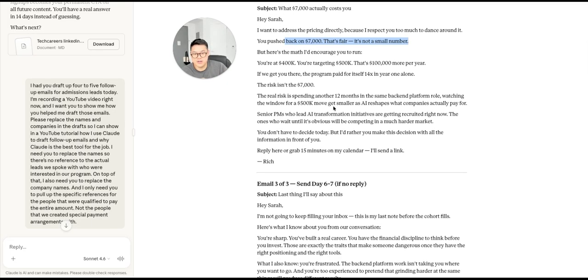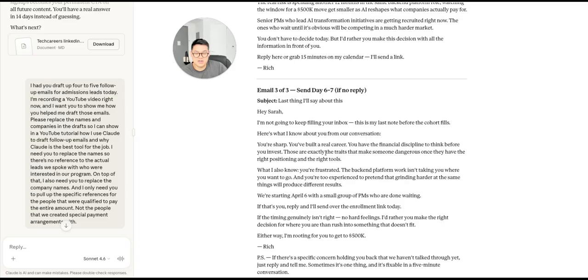The risk isn't $7,000. The real risk is another 12 months in the same back end job, watching the window for a $500,000 move get smaller as AI reshapes what companies are actually looking for. You're actually losing money, right? Last thing I'll say about this.